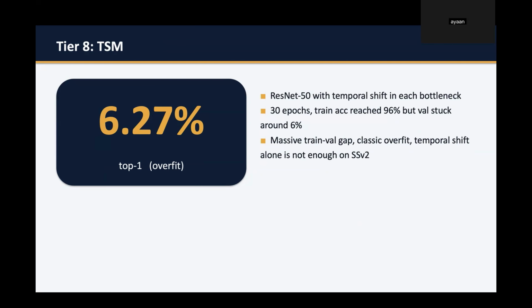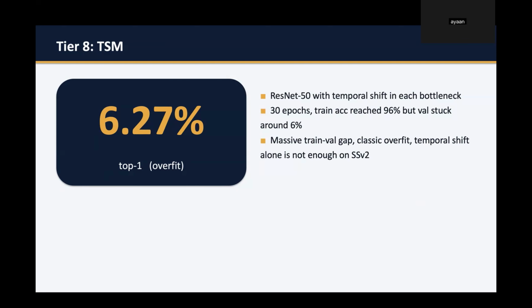And here's our temporal shift model, which is another CNN model. We used ResNet 50 pre-trained weights with the temporal shift in each bottleneck. We did 30 epochs. The training accuracy reached 96%, but the validation accuracy was stuck around 6%.